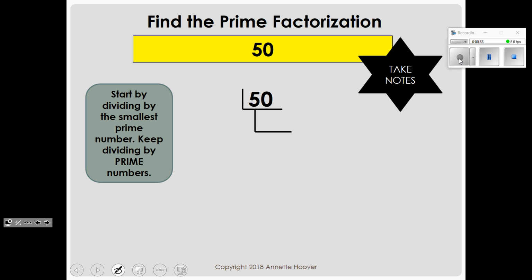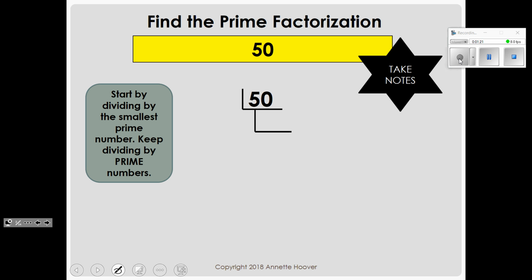If you think of prime factorization and what those two words mean, prime is a number that is only divisible by itself and 1. Factors are numbers that multiply together to get a product. So when we say prime factorization, we are finding prime numbers that multiply together to get a number.